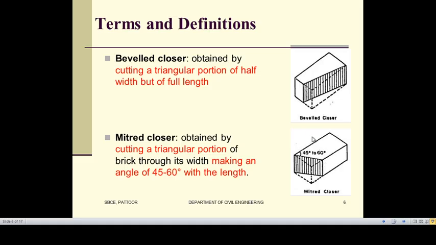Next is beveled closer. Beveled closer is also obtained by cutting a triangular portion, but the triangular portion is starting from half of the width and joining to the opposite corner. And mitred closer is also formed by cutting a triangular portion, but the triangular portion is starting from this corner and joining to the opposite edge such that this cutting line is forming a 45 to 60 degree angle.